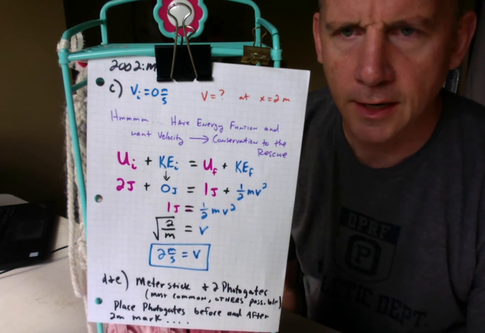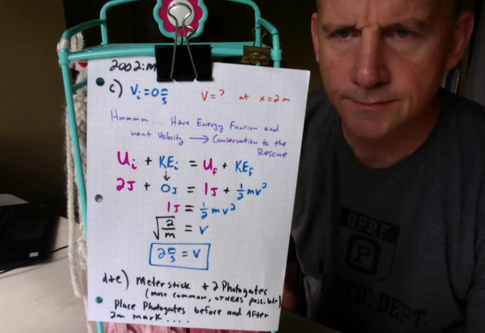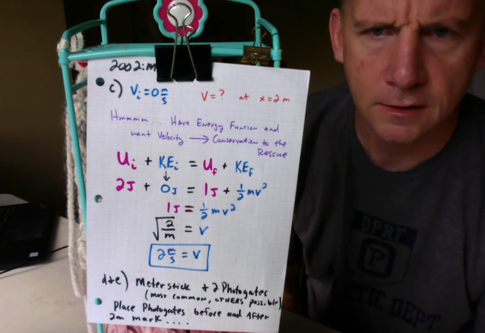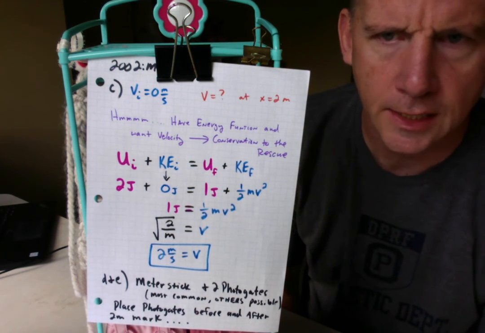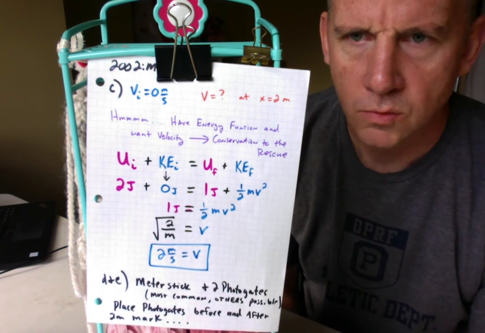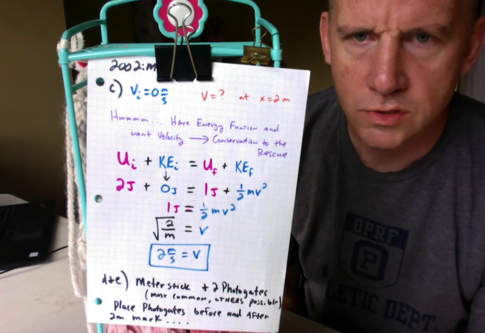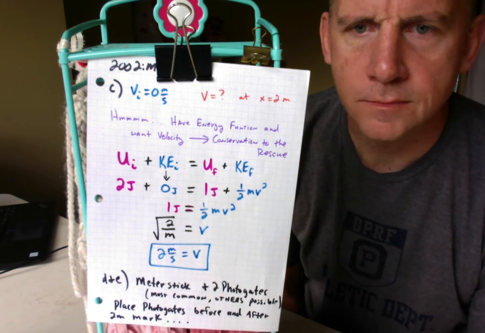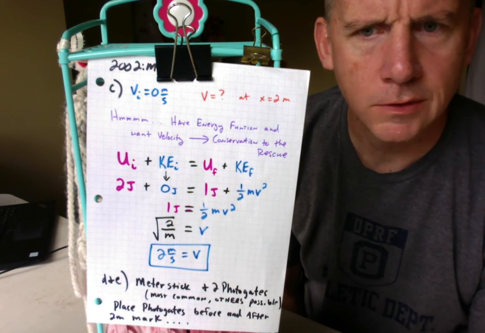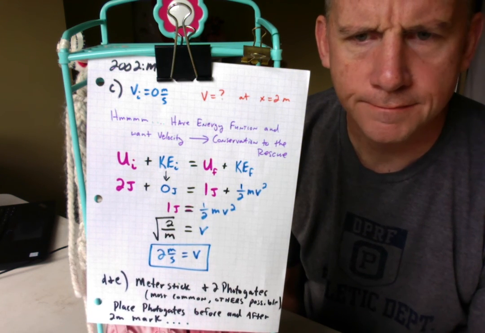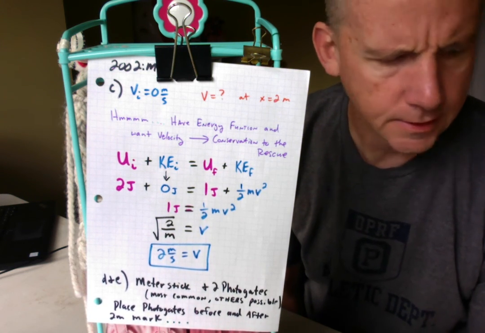So we set up our energy conservation equation. U sub i plus the kinetic energy initial is equal to the final potential and final kinetic. We don't have any kinetic energy because it starts from rest. We do have some potential energy, 2 joules, and that goes down to 1 when we get to 0.2 meters. So then we just solve for v, and we get 2 meters per second. Piece of cake.